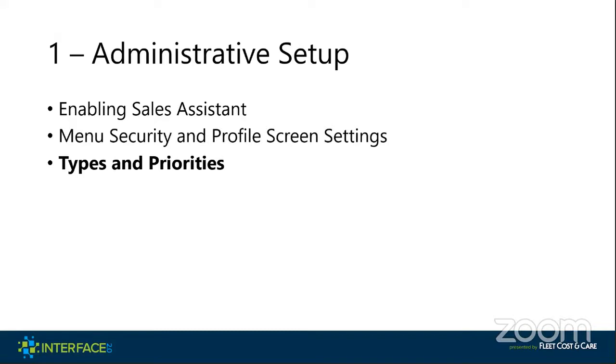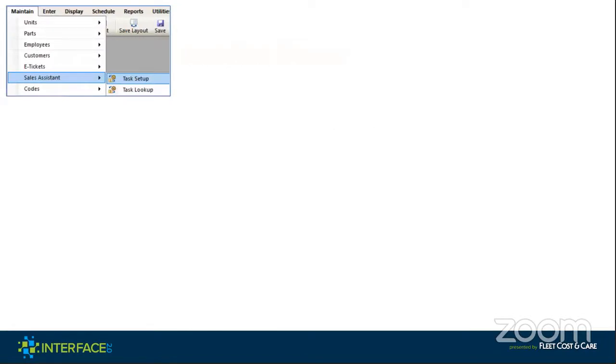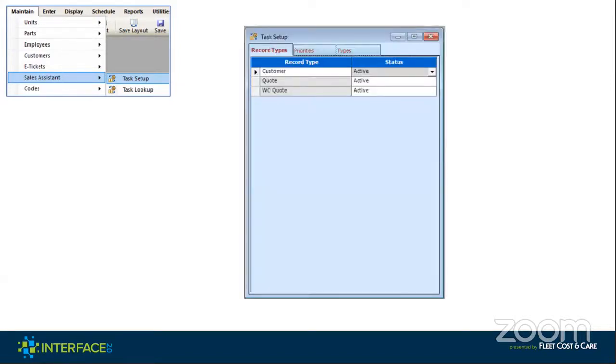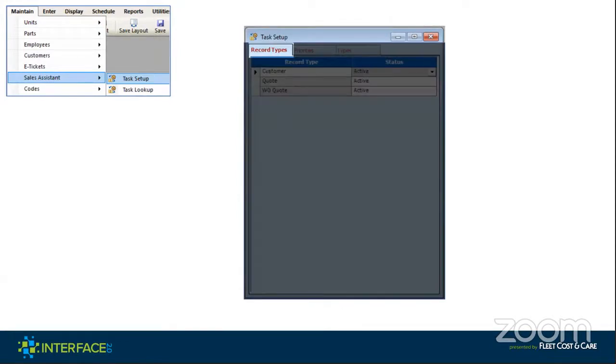Next piece, administratively, to get this up and running in your system is going to be types and priorities. And you're going to do that in that maintain Sales Assistant, in the task setup menu. That task setup menu is going to open this screen, and you see right across the top you've got three tabs. You've got the record type tab, and you've got the priorities tab, and then you've got this types tab.